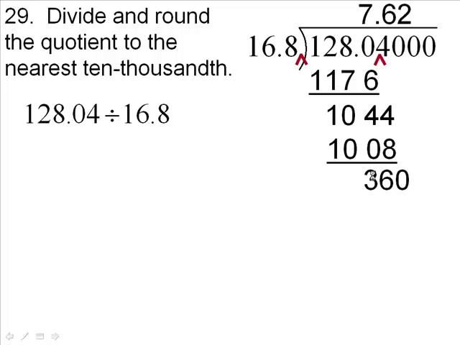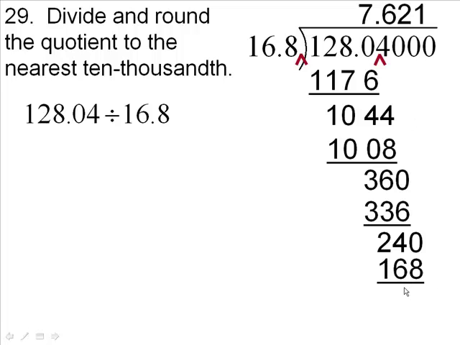2 times 168 is 336. Subtract, I will get 24 here. Now we'll bring down another 0. Divide this by this is only going to go 1 time. 1 times 168 is 168. Subtract, we'll get a 2. 13 minus 6 is 7.